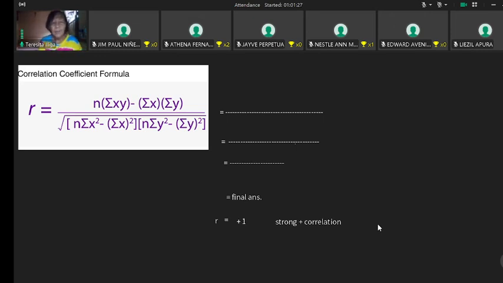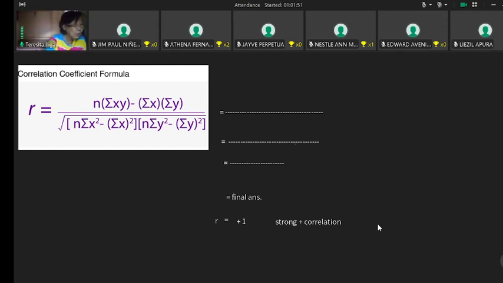Now, since our X is represented by mass, for example, we can say that the mass is strongly correlated with the height, if that is the problem. And since it is strongly correlated, our mass is directly proportional to the height of the person. That is how you make a conclusion.